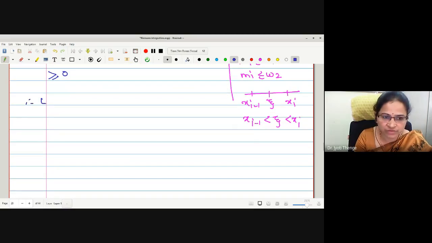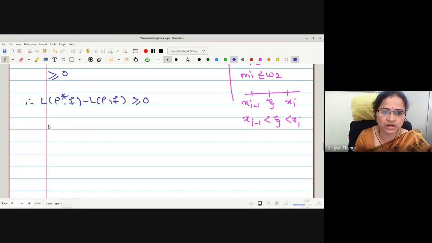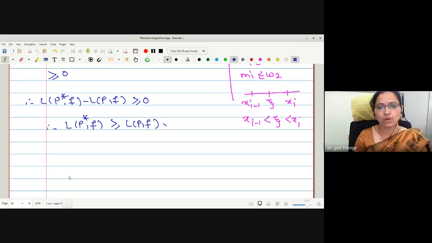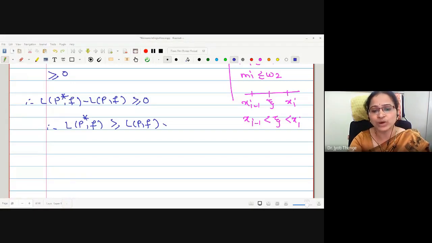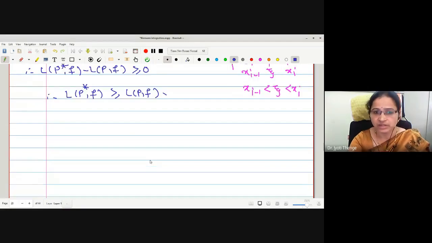Thus, we have started with LP star F minus LPF, and we have proved it as non-negative, which in turn proves that LP star F is greater equal by LPF. Okay, and this conclusion we have made by taking only 1 point extra. Therefore, this is going to continue if I take some p points extra. Therefore, repeating the above reasoning p times, one can say that the same statement is going to hold.